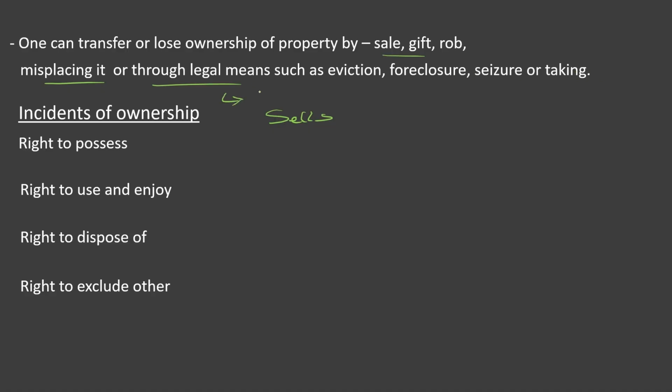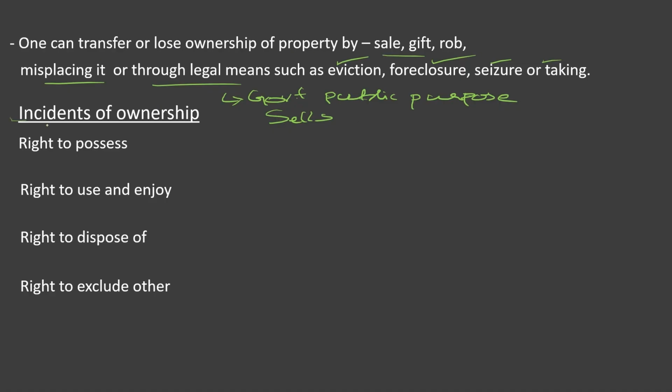Legal means such as eviction, foreclosure, seizure, or taking are usually done by the government for some public purpose. In these cases, the government can evict the people, foreclose the place, seize or directly take the property from the public. So in these cases also the ownership will be transferred. These are the ways by which an ownership could be lost.